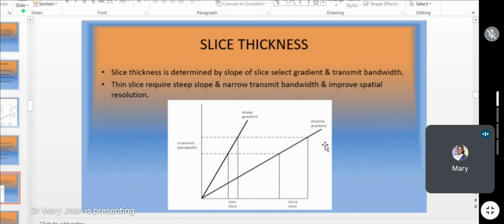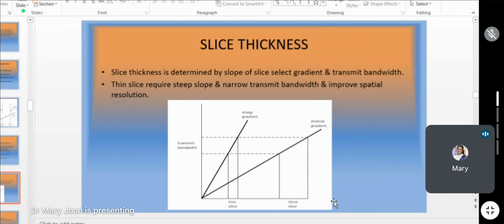Slice thickness is determined by the slope of the slice select gradient and the transmitted bandwidth. A thin slice requires a steep slope and narrow transmit bandwidth and improves spatial resolution. When we have a thin slice, we need a steep gradient and a narrow transmit bandwidth.